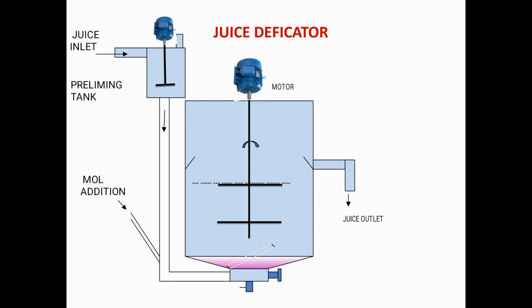For sulfur dioxide. Since this is a defecation plant, the sulfur dioxide gas has been removed. But if we talk about the juice sulfitor, then only this defecator we have to remove here, that sulfitor we have to write here, and one gas line we have to give here.